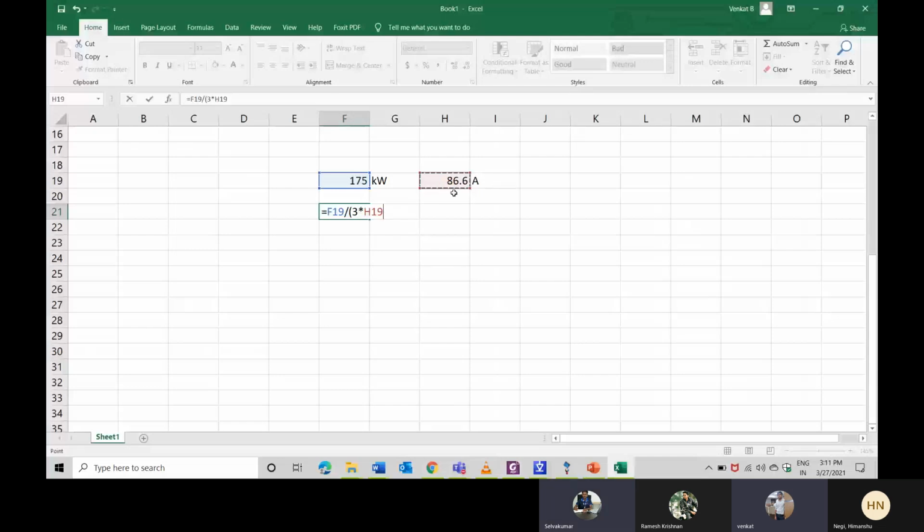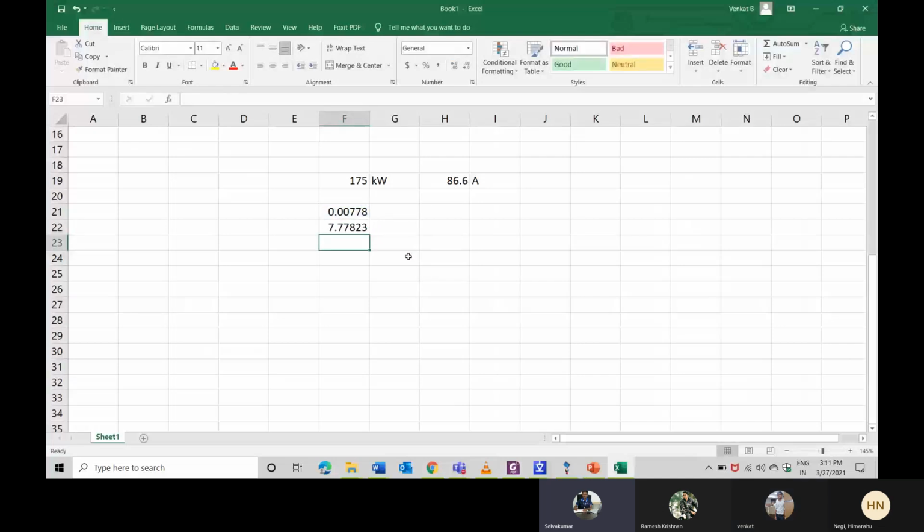into I square R. So I square into again 86.6, power 2, whatever it is. Okay, fine. Into 1000 is the resistance. Yes, sir, into resistance. So this is probably 175 kilowatt. Probably you should have multiplied by 1000. So this is the resistance value.